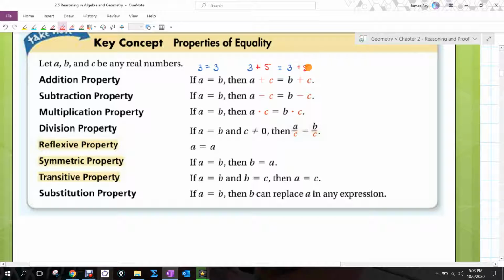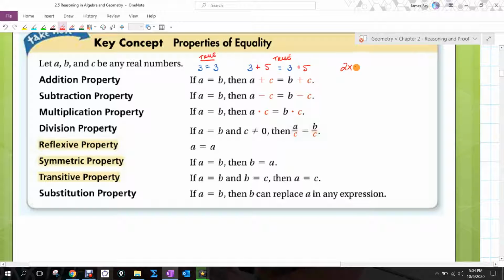Do I still get a truth? This was true. Is this still true? It absolutely is. So the addition property that you guys have talked about in solving equations says if the two things are equal and I add something to the left-hand side, then I have to add it to the right-hand side to keep that statement true or balanced.